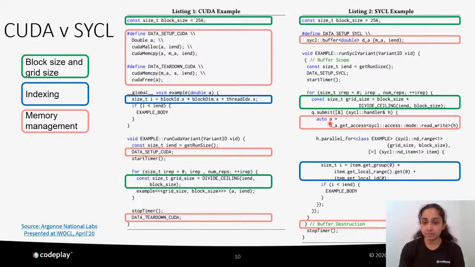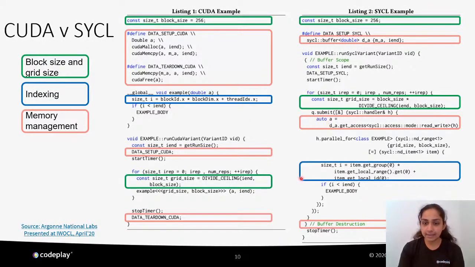To every lambda function, or every command handler or the submit that we give to a particular queue, we pass the buffer and we can use something called accessors to access the memory that we have on the device. That is what is shown over here. We have an accessor called A, which can be used in different modes, either on the read mode or on the write mode, depending on what operation we want to perform on the data that is available in this buffer.